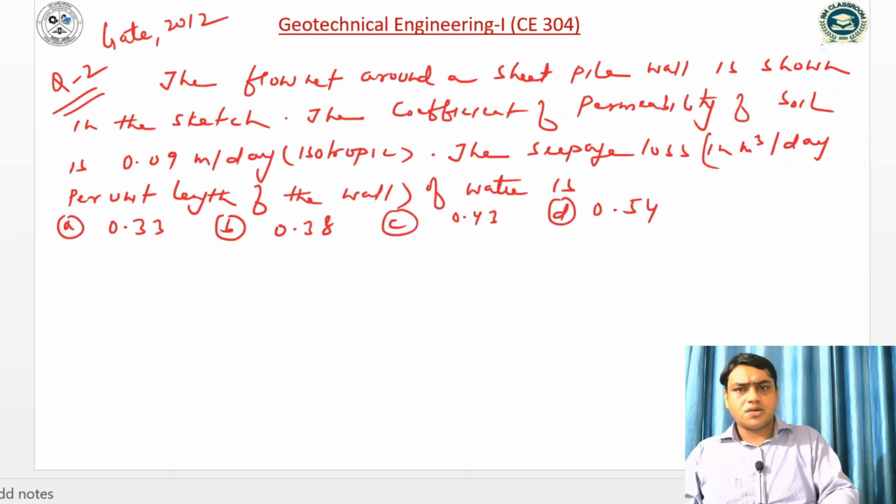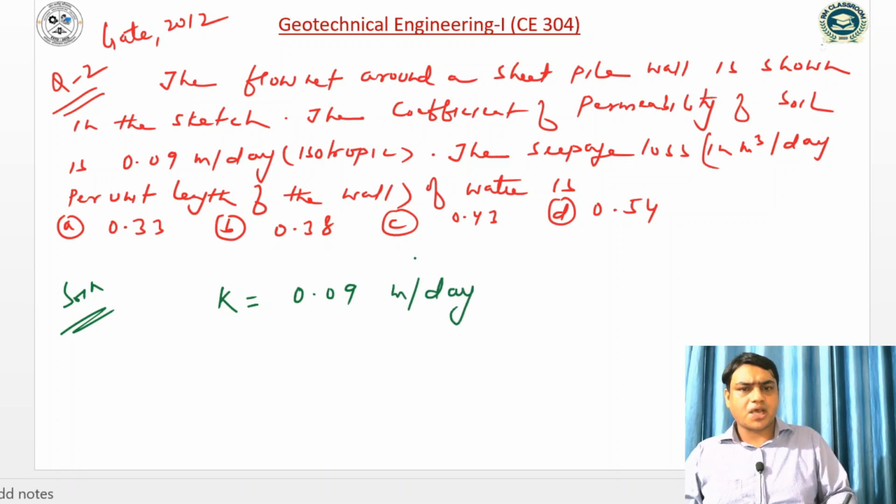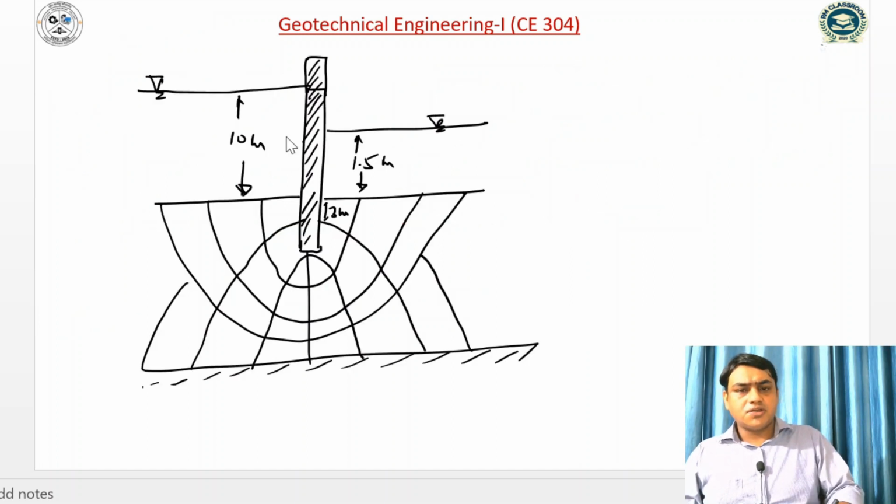Similarly, this is the second question, and this question was asked in GATE 2012. The flow net around a sheet pile wall is as shown in the sketch. The coefficient of permeability is given as 0.09 meter per day, and it is isotropic, meaning in each and every direction the coefficient of permeability will be the same. The seepage loss in meter cube per day per meter length of the wall is: option A 0.33, option B 0.38, option C 0.43, and option D 0.54. Firstly, we will see the flow net that is given.